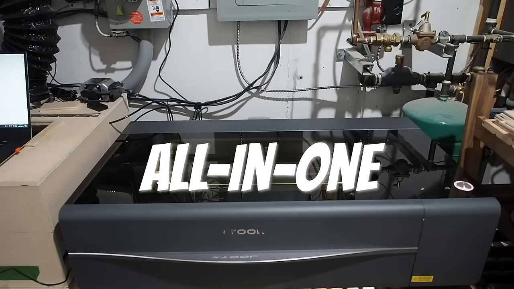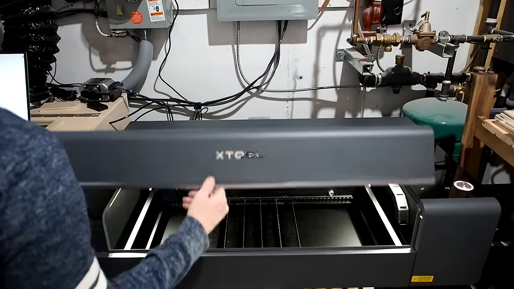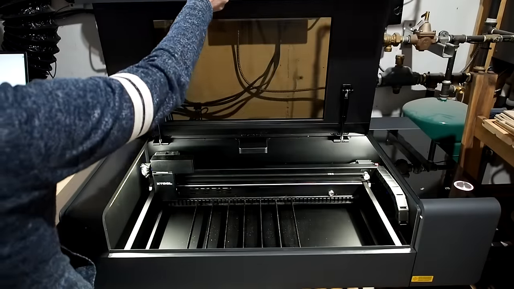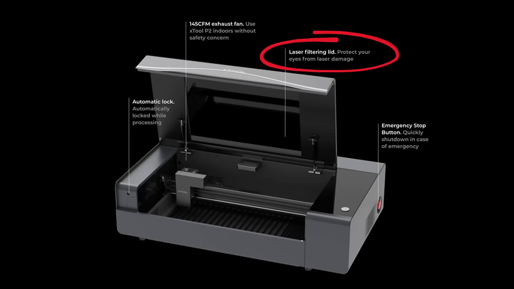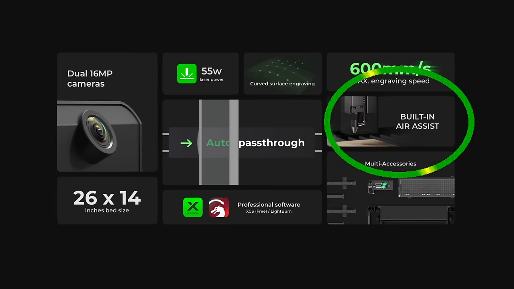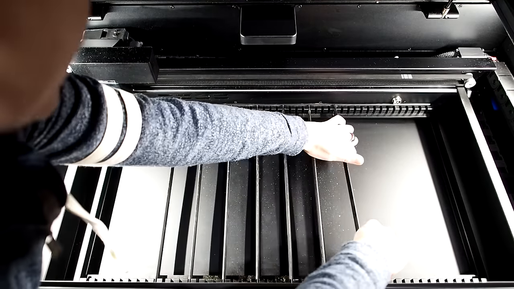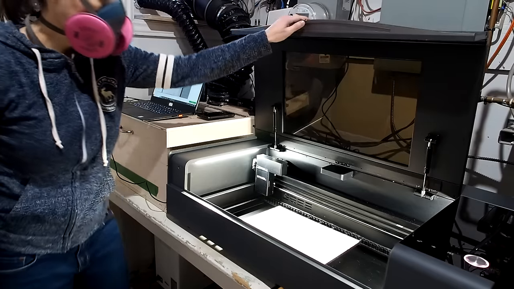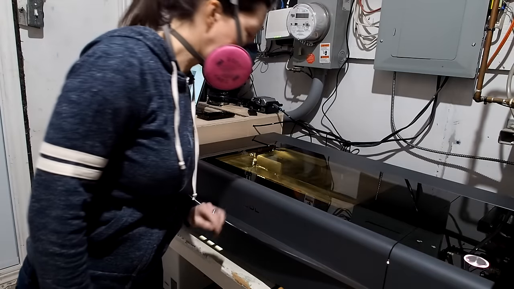One of the key features of this CO2 desktop laser is that it's all included. It's a fully enclosed system with a tinted safety viewing window and a built-in vent. It also has built-in air assist and an adjustable slat bed, so there's no need for a bunch of add-ons like with the diode laser I have.